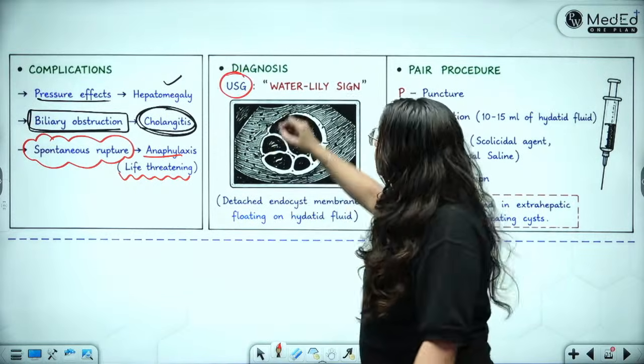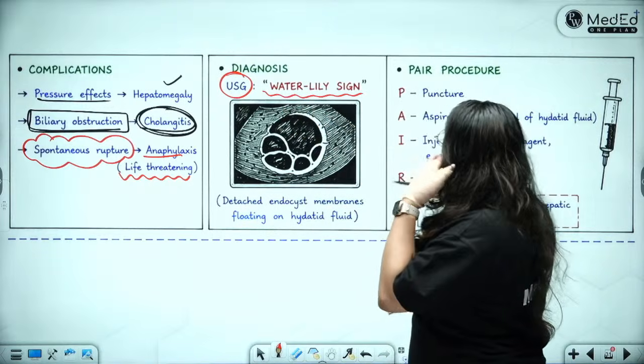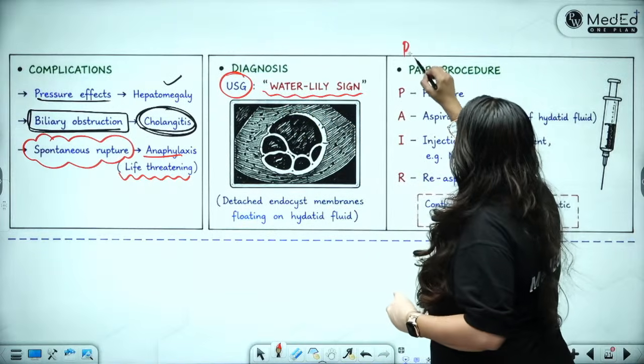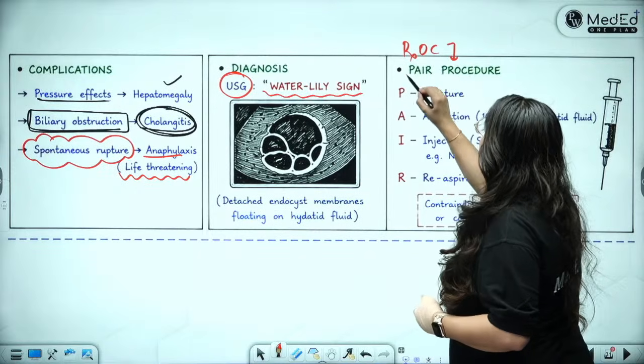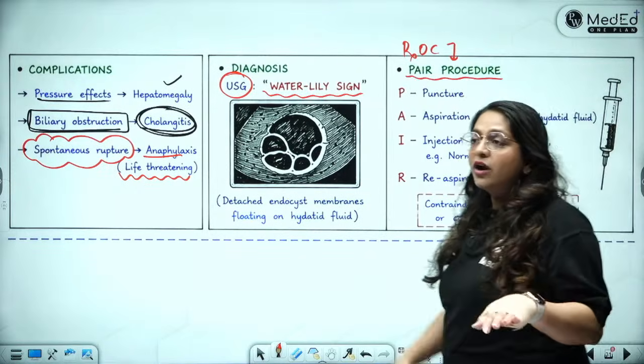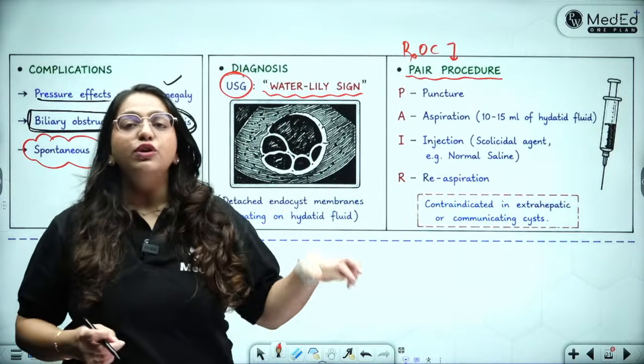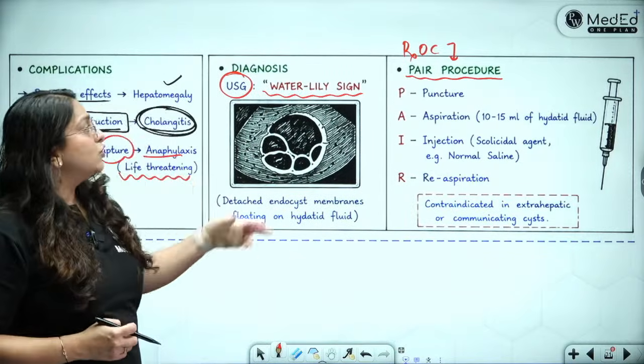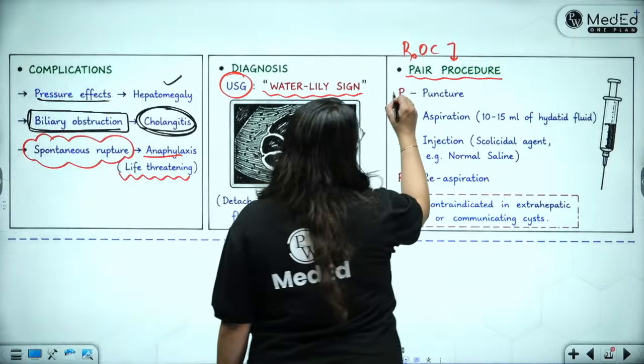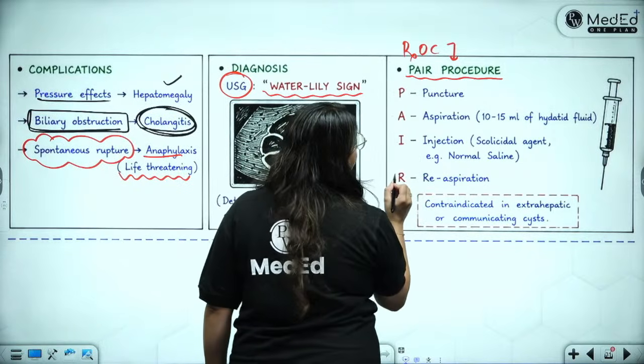On USG, you see the water lily sign. And then what is the treatment of choice? The treatment of choice is the PAIR procedure. You cannot do FNAC. You cannot do biopsy. You do an ultrasound, you see a water lily sign. Next thing you do is PAIR. PAIR stands for puncture, aspiration, injection, and reaspiration.